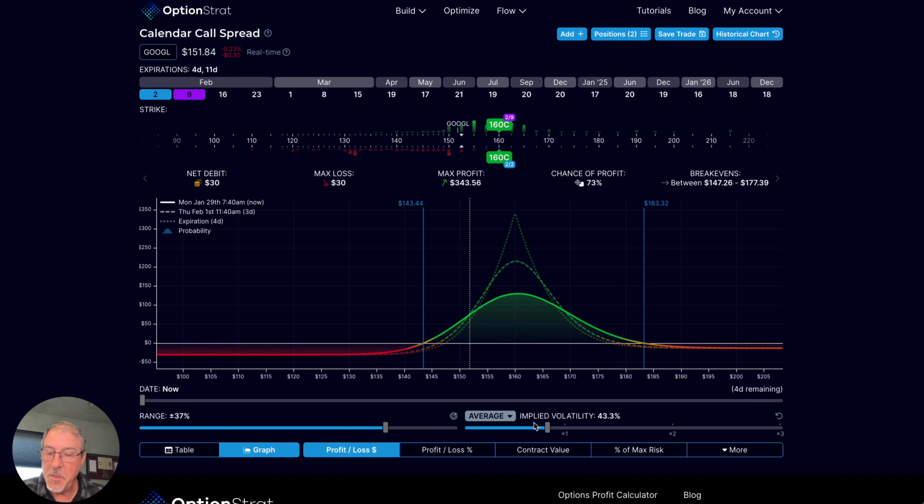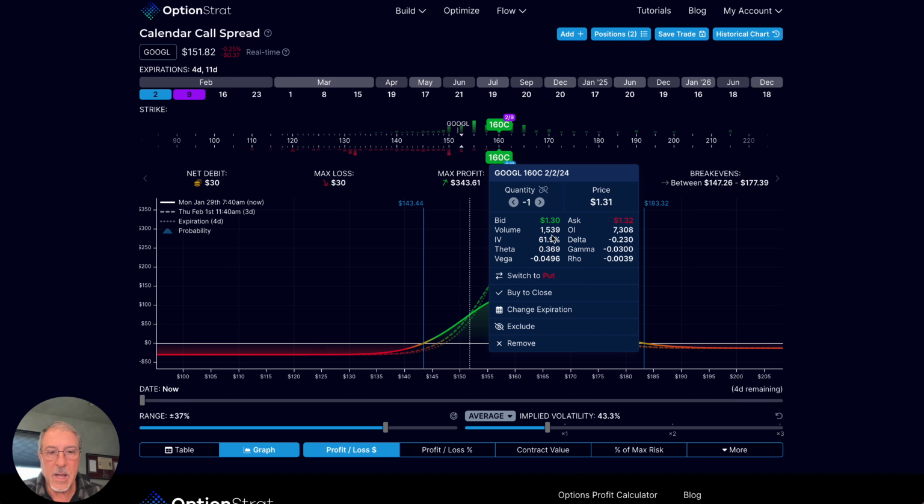Now, one thing that you can see in OptionStrat, which is really cool, is right now the combined volatility in these two options. Let's look at them individually. The front strike right now has a volatility of 62%. We can see that right here.